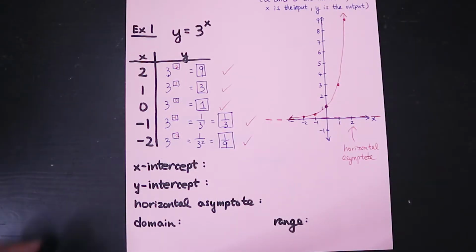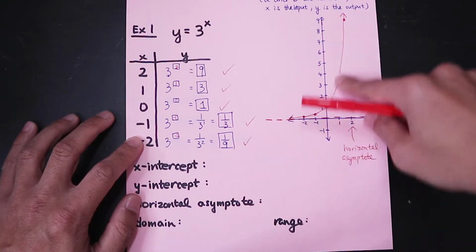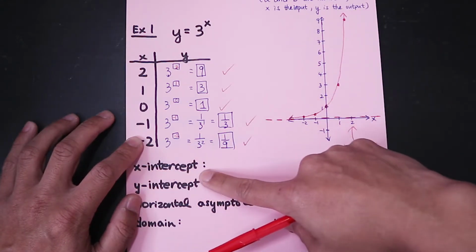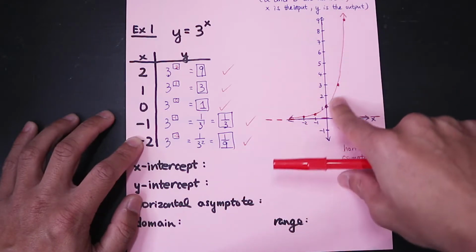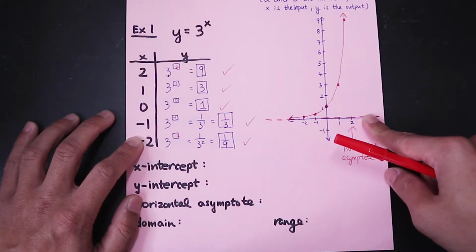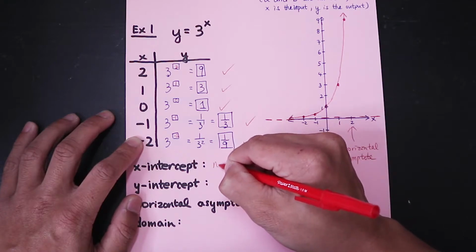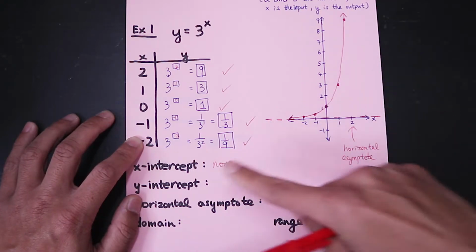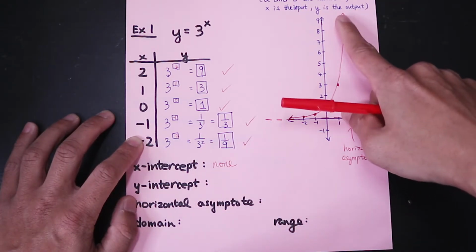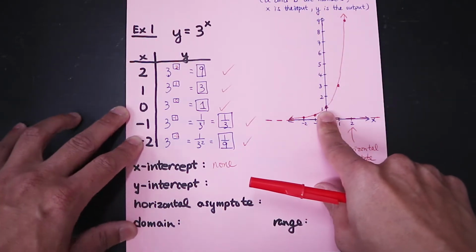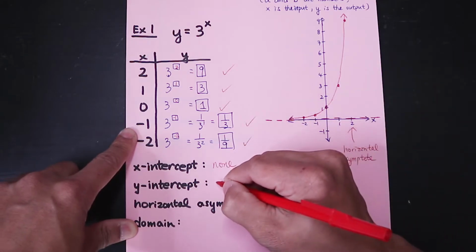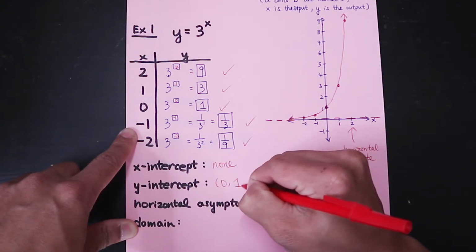Well, let's talk about some key features of this function, of this graph. Let's find the x-intercept. X-intercept means, is this graph ever going to touch the x-axis? In this case, it doesn't. So it's going to be none. There's no x-intercept. What about the y-intercept? Does it cross the y-axis? Yes, it crosses right here at the value 1. So we're going to say (0, 1).